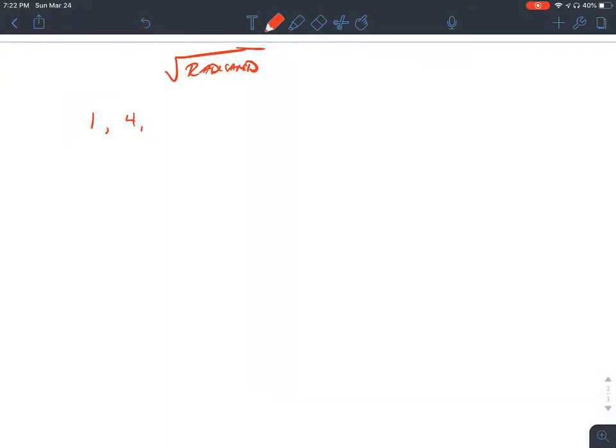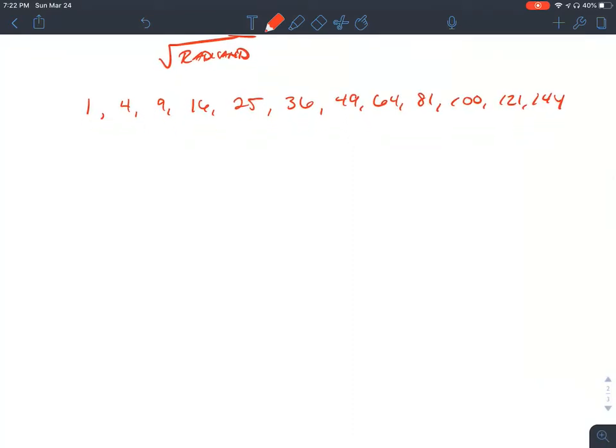The next perfect square is 4, and then 9, and then 16, 25, 36, 49, 64, 81, 100, 121, 144. That's probably enough. What do all these have in common? Well, each of these is multiplying a number by itself to get it.